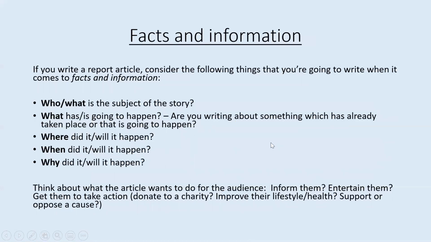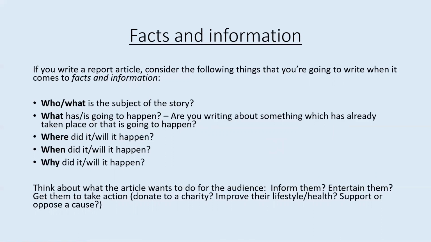So if you're writing about an incident that's already taken place, for example, a report about vandalism in a park, you need to say not only what's happened, but say in the article where it happened and when it was discovered. This is all information which you, as a reader, if you were reading it, would expect to see. So you have to include it when you're writing it for other people.